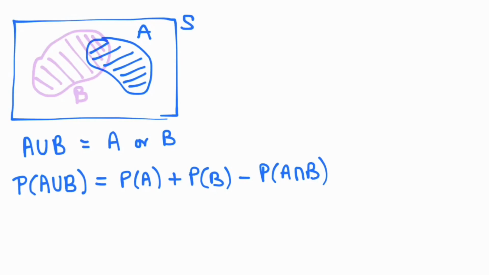And that's because the probability of A is everything in the blue part, the probability of B is everything in the purple part, but the sum of these two things includes the middle part twice. And so we have to subtract the probability of A intersect B once.